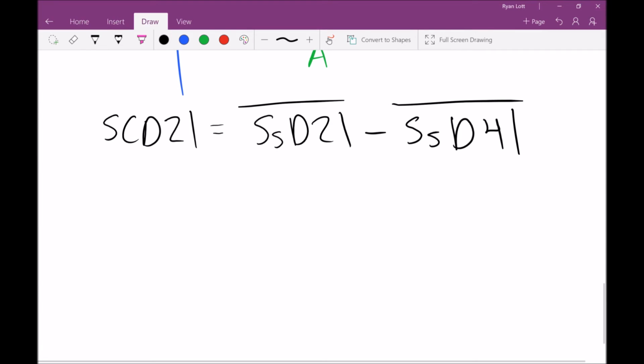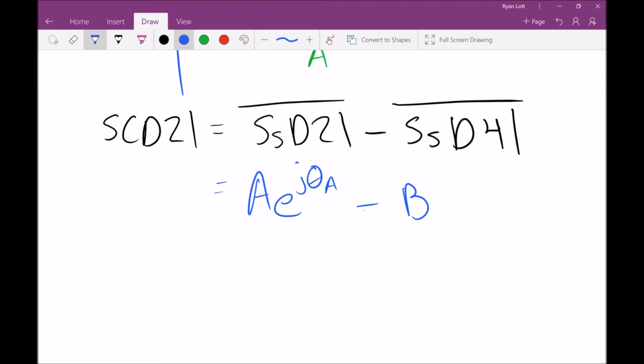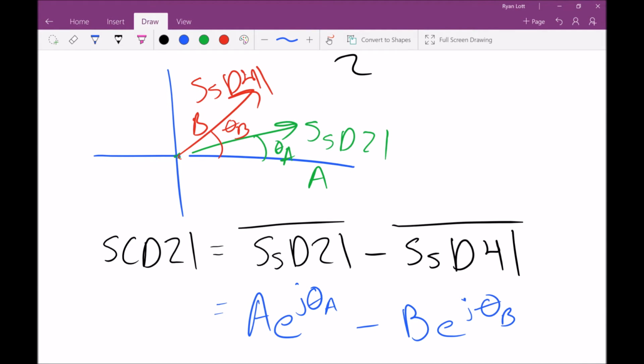So as I said, SSD21 has a magnitude of A and an angle of A, and SSD41 has a magnitude of B and an angle of B. So we can write this in phasor notation. Say that A e to the j theta A minus B e to the j theta B. These are just the phasors that we wrote here.